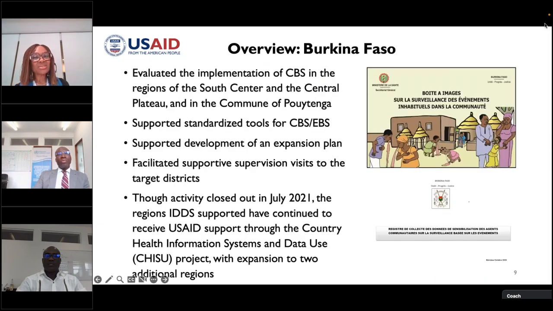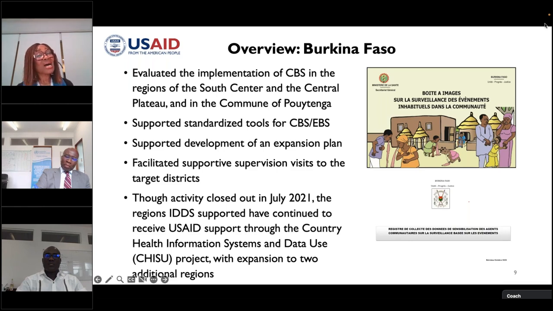Now, going into details of what we did in the different countries. In Burkina Faso, we supported standardization of tools, development of an expansion plan, and of course, following the pilot that we had started, we were providing supportive supervision and oversight for the districts that we were supporting.